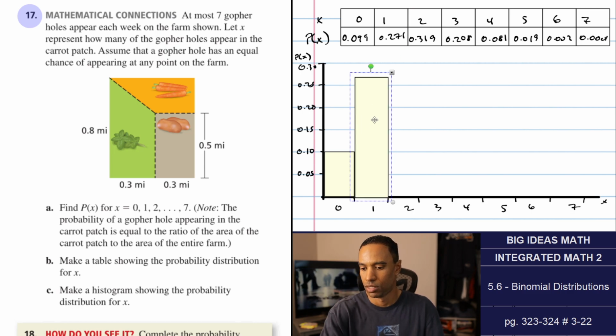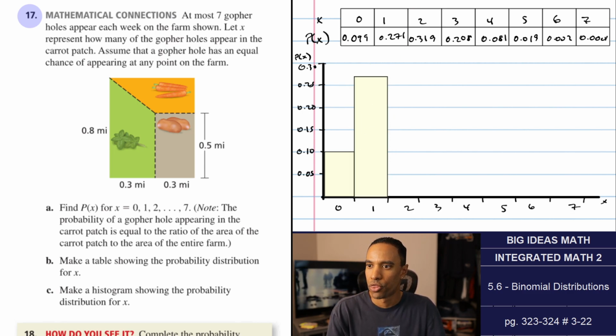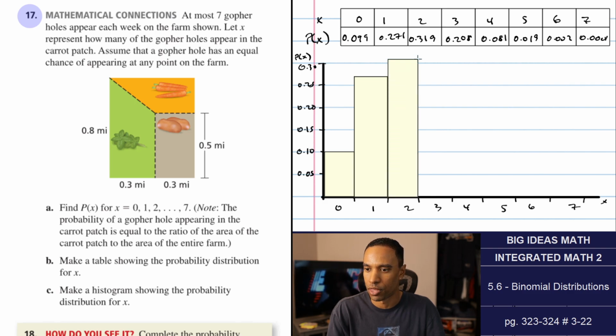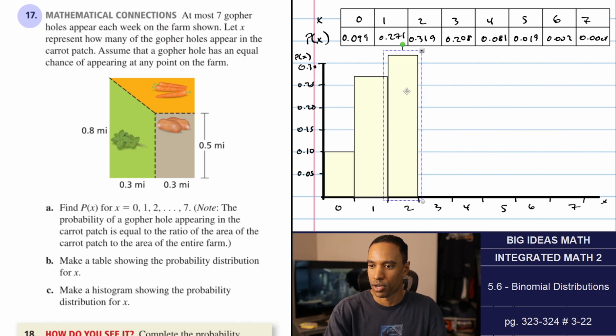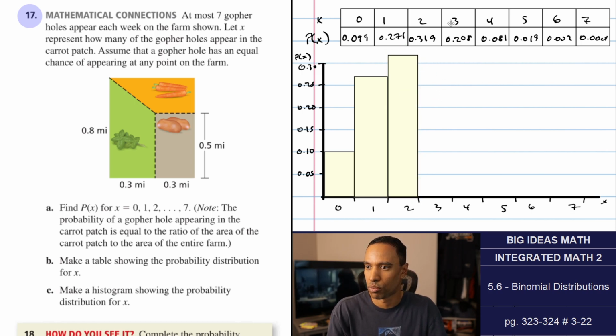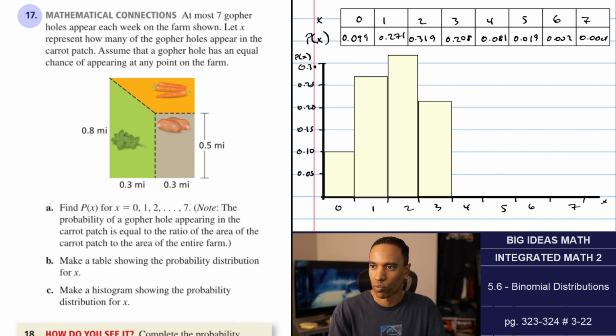31.9%. That's going to be above the 30%, so like that. Oh, it's closer to 32, right? So probably more like that. The 3 is 20.8%. It's around 21. 8-ish percent, 8.1%. A little more than halfway between 5 and 10.